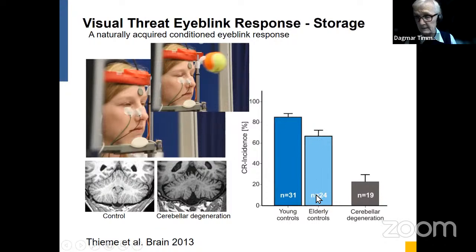In elderly controls, it is a little less. Purkinje cells decrease around the age of 40. And then in patients with cerebellar degeneration, the CR incidence is much less, around 20%. So this simple study shows that you could interpret it in a way that this conditioned response acquired early on, when you develop a cerebellar disease later on, that the memory goes away. So the cerebellum is involved in acquisition and in retention of this simple associative motor learning paradigm.